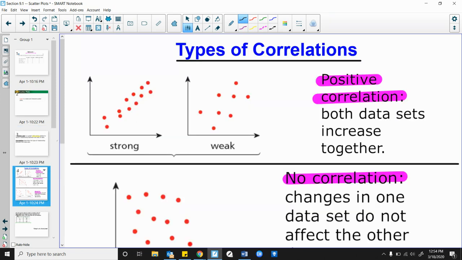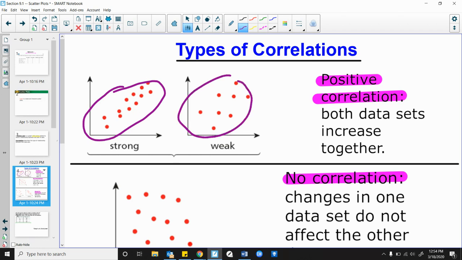As I move down here, we have types of correlations. The first one I have is a positive correlation. On a positive correlation, if you look at the actual points here on your screen, you can see they're pointing upwards. As it goes farther this way, everything goes up in a way like this. That's positive correlation. The same thing here, you can see them going up.